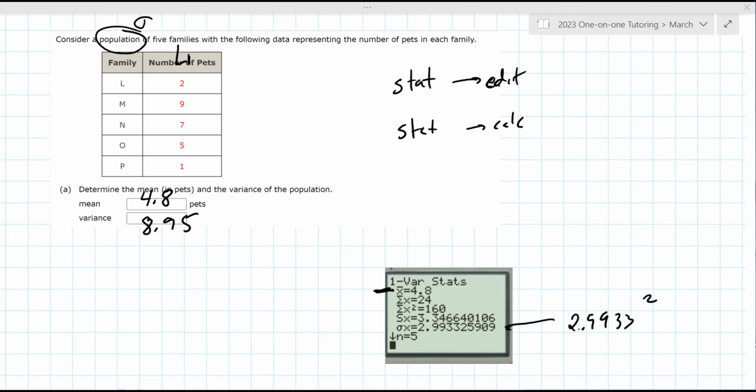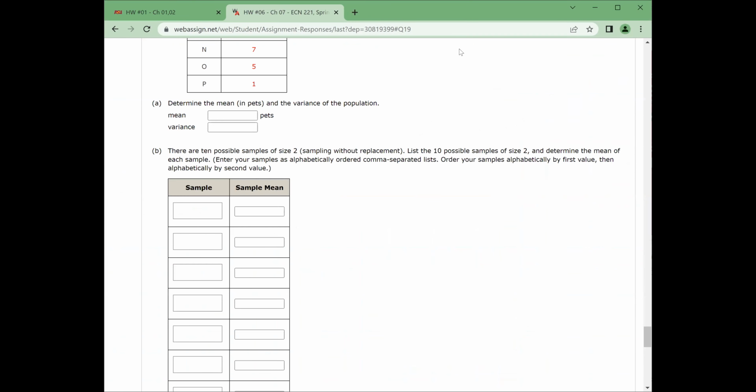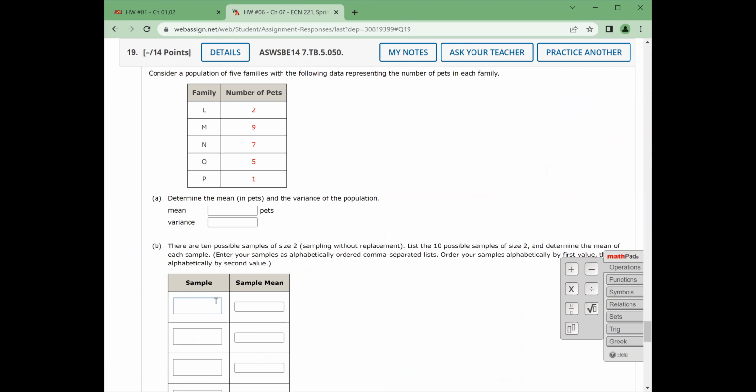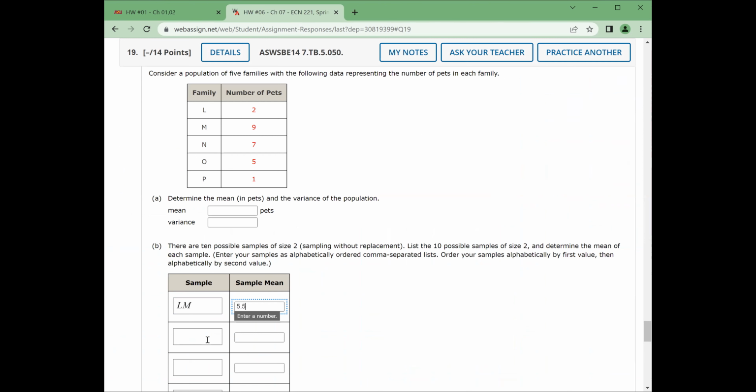Maybe. Okay. Let me share it in the other screen because I think it'll make more sense if we do that. So the first sample is L with M. First two letters there. And the sample mean is, well, what's the mean of 2 and 9? 2 plus 9 is 11, divided in half is 5.5. Okay. I'm just going to show it here. You can enter it later on if you want. I'll snip it in the other screen.